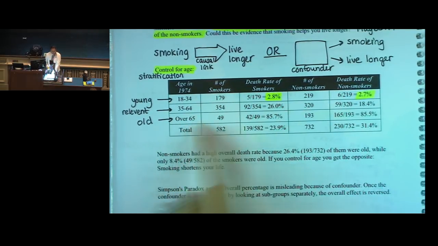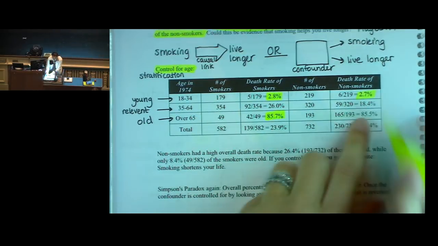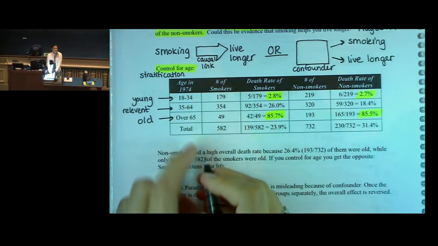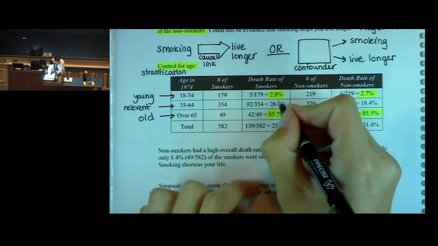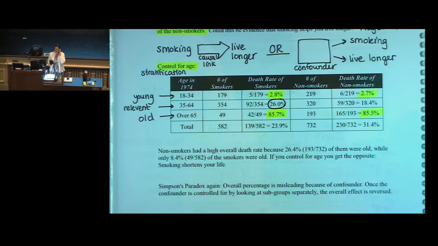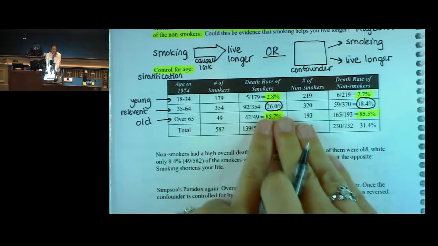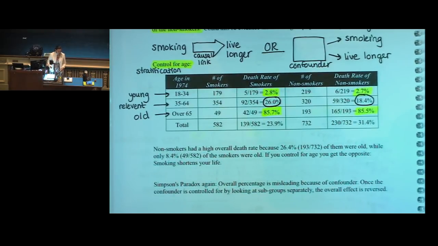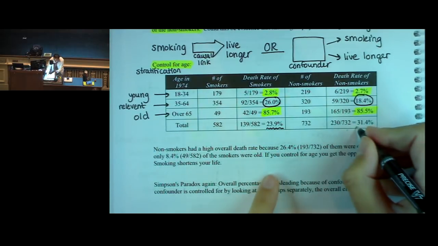For anyone over 65, if you smoke, the death rate's 85.7%, and if you don't smoke, it's about the same, 85%. Our relevant age is the middle-aged people, just because smoking does take a while to have an effect on you. If we look at the relevant age, we see that the smokers have a death rate of 26%, and the non-smokers have a death rate of 18.4%. So the smokers have a higher death rate for the middle-age group, the relevant age group that we're looking at. The paradox is the idea that if I look at the overall totals, the smokers actually have a lower death rate.